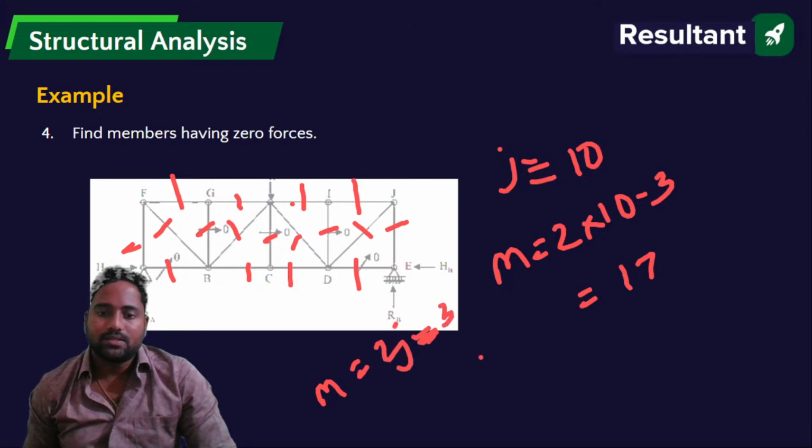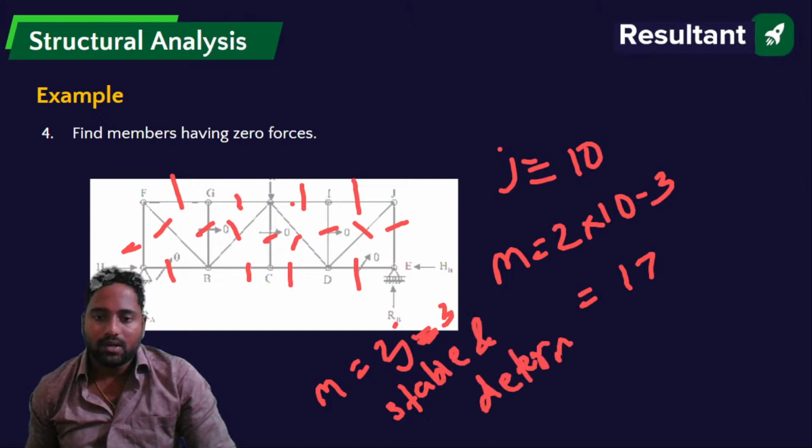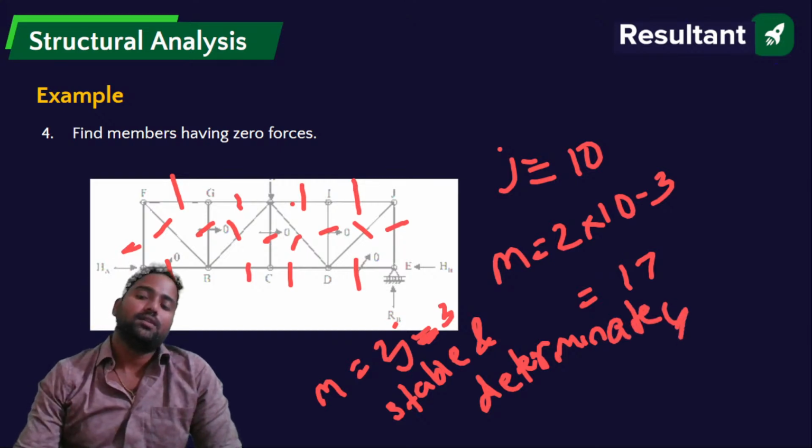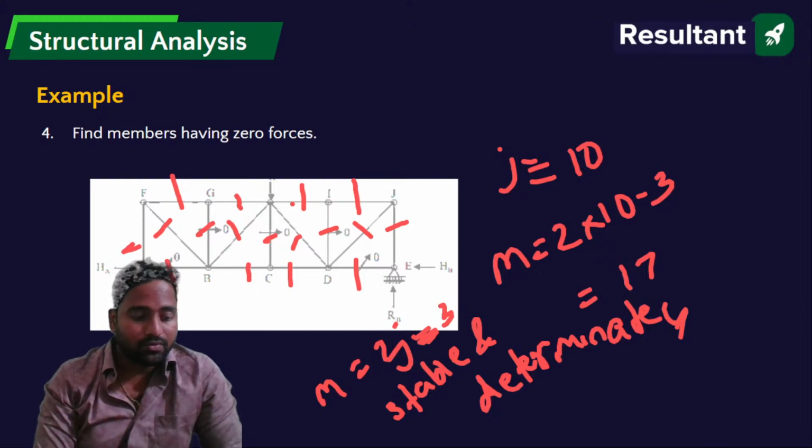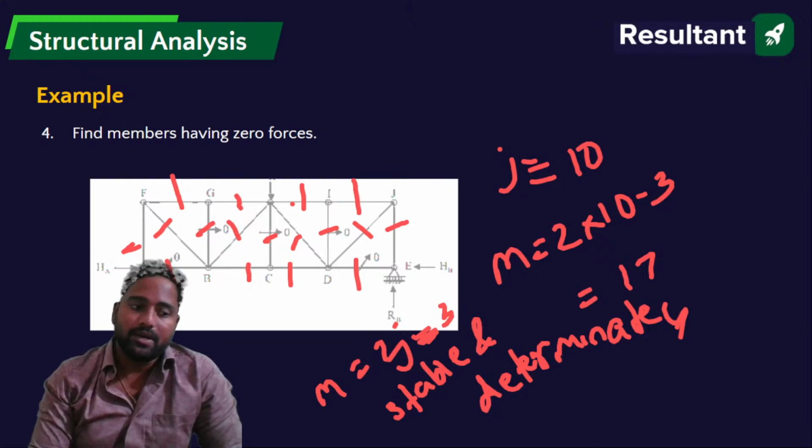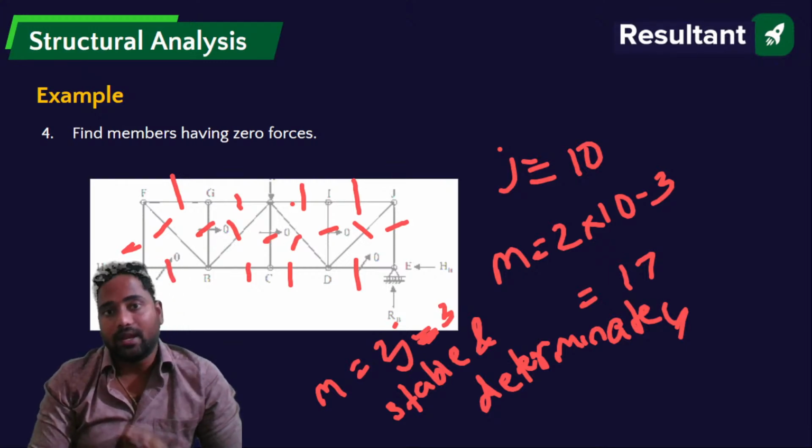This is stable and determinate. Stable and what? Determinate. This is how you try to find out the determinacy of the trusses. So method of joints is generally used for stable and determinate truss. Any doubts in this?